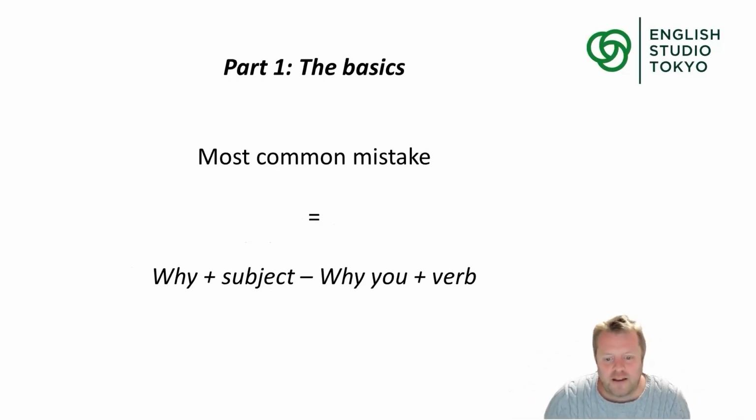The most common mistake is I hear people say, why you? Why they? Why you did this? Why they did this? Why your team did this? Don't forget, every time you ask a why question, you always need an auxiliary verb. So you've got to have why did, why are, why can, why were, why is, why was. You got to have that word.